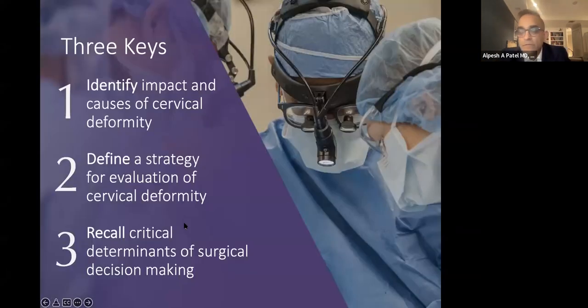So with that, there are 3 goals. I always like to try to have 3 goals for you guys. First is that we identify the impact of deformity and the causes of deformity when it comes to the cervical spine. Second, we define a strategy for how we evaluate cervical deformity, and that's where we'll see some mirrors with thoracolumbar. And third is to think about the factors that play into surgical decision-making. So as we leave the talk, make sure we can recall at least a few of the critical determinants of surgical decision-making.